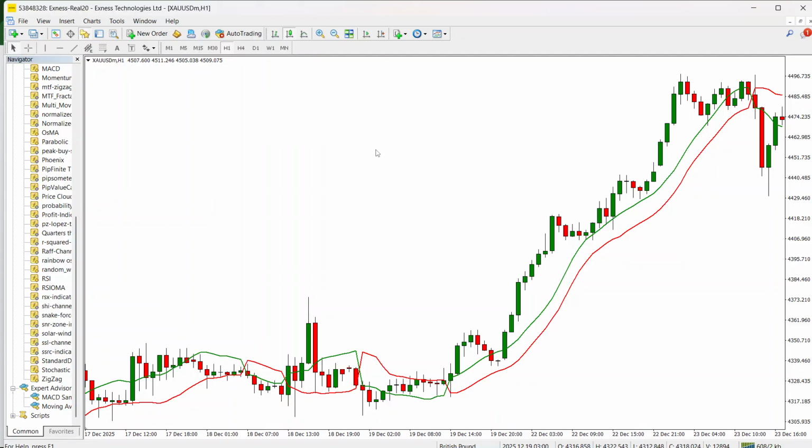However, it should not be used in isolation, and traders should wait for primary SSL trend signals, then check secondary tools for alignment before executing trades to avoid false breakouts during choppy sessions.